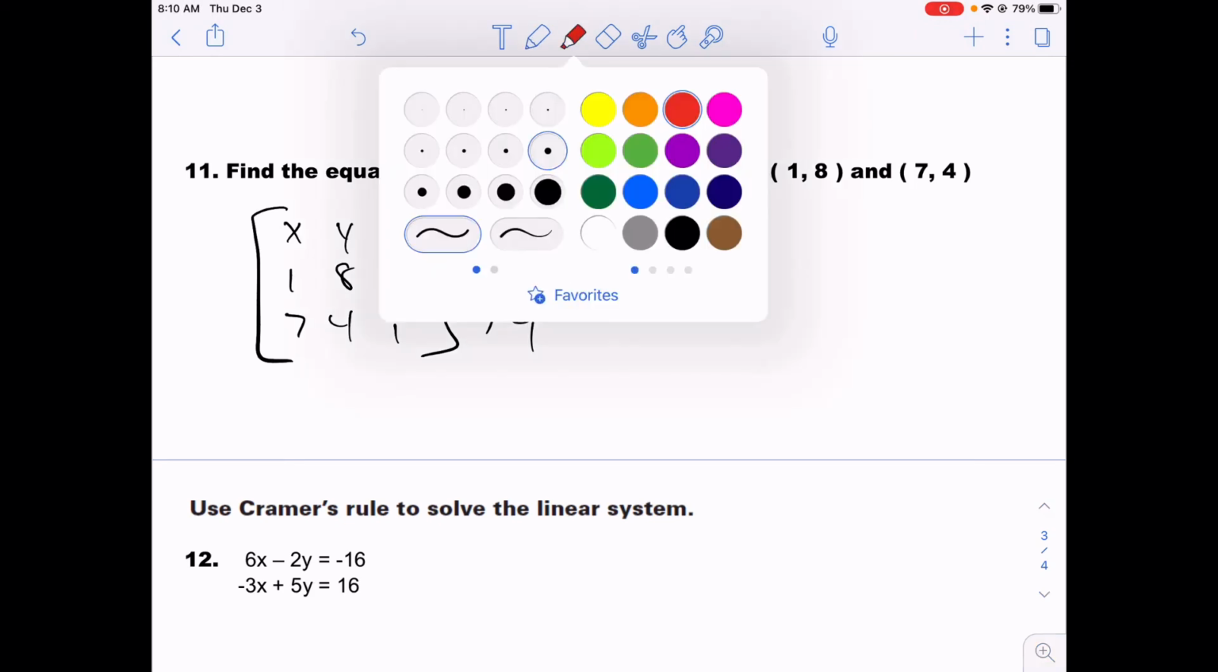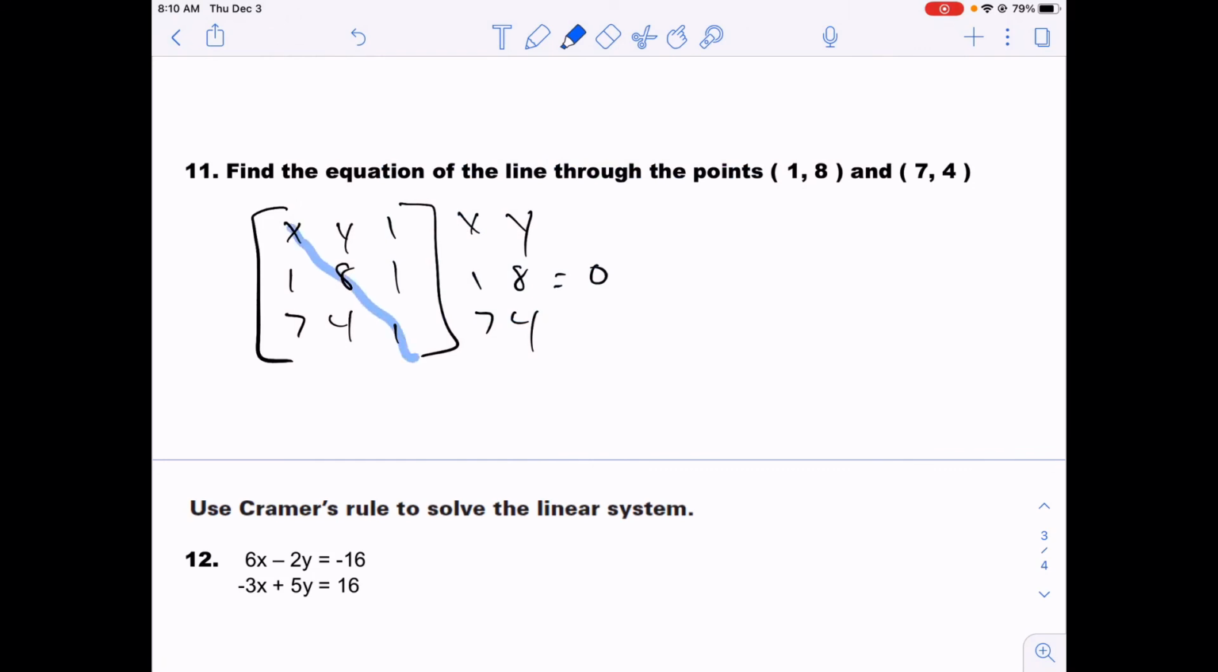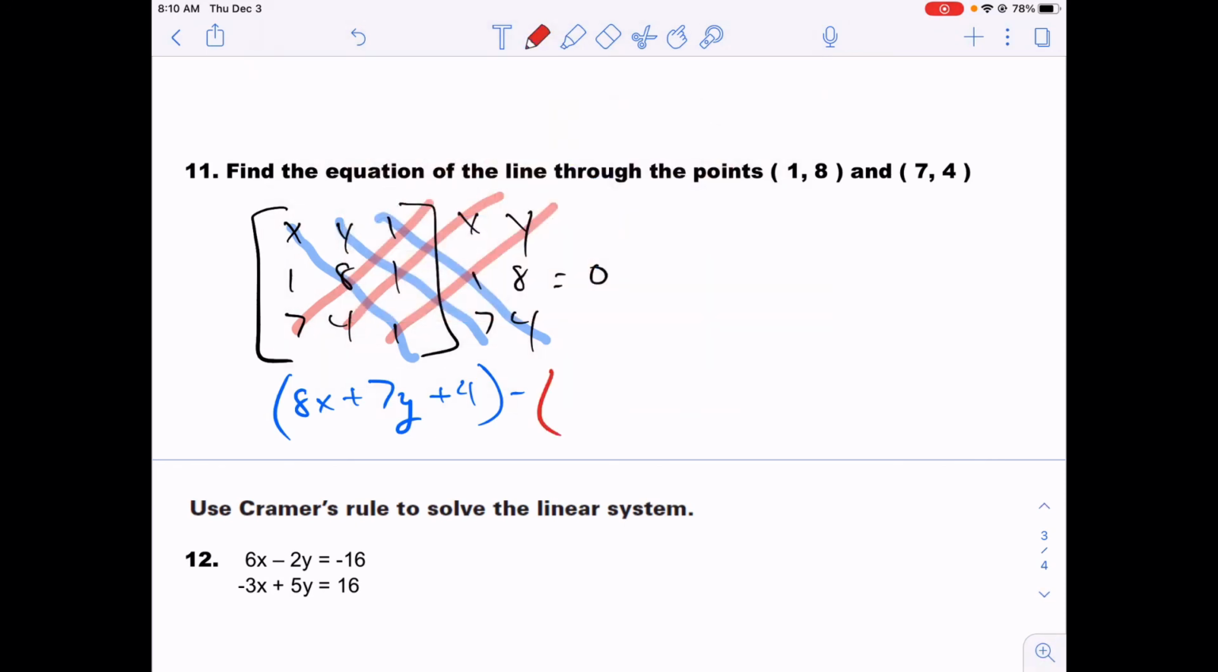All right, so here we go, doing our diagonals. 1, 2, 3. And we have 8x, 7y, and 4. And now we'll change to the other diagonals, going up, up, and up. And now we have 56, 4x, yeah, 4x. And the last one is y. That equals 0.